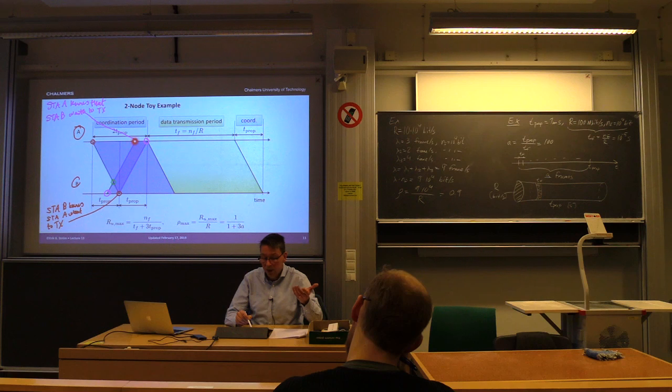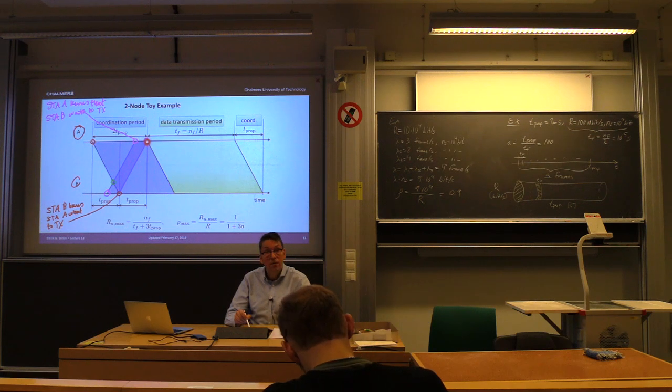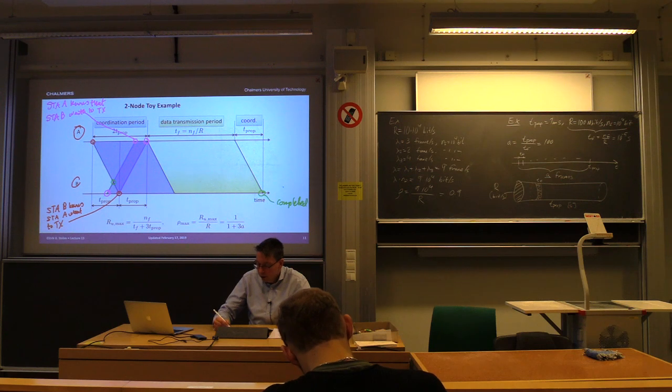Right. But then station A still has to wait until the reservation signal has stopped coming from station B before it can start to transmit its frame. And it starts to transmit its frame here, it goes over the channel, and then it's received at station B at this point in time. So at this point in time, we are complete. The transmission from A to B is completed at this point in time.